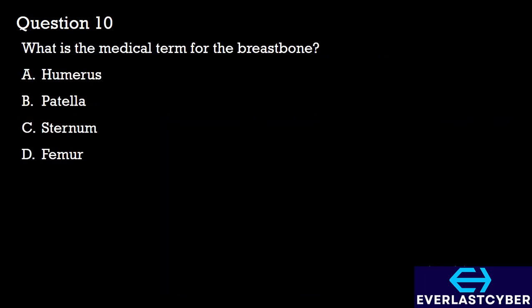Question 10. What is the medical term for the breastbone? A. Humerus. B. Patella. C. Sternum. D. Femur.